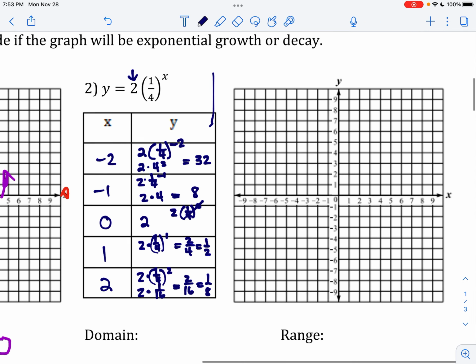Okay, let's graph these. So I'm going to start at the top this time because it has numbers that I can relate to without being fractions yet. So -2, 32 is obviously off of the graph, so we don't need to graph that one. -1, 8, go over to -1, up 8. 0, 2 is right on the y-axis. That's our y-intercept. 1, 1/2.